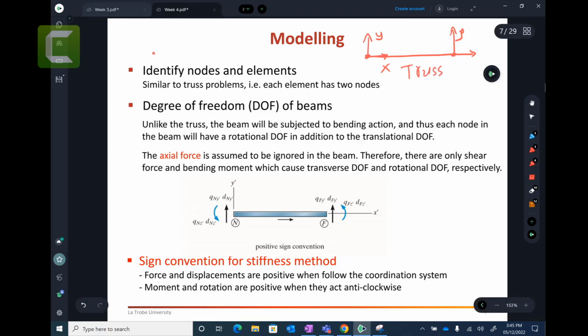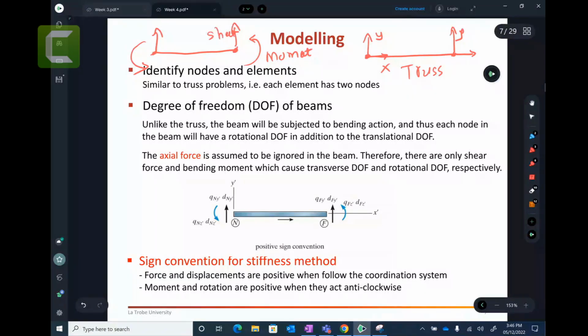Now the beam is a little bit different. Same element, but in the beam you will get vertical displacement and a rotation instead of X, because beams don't have axial forces. They don't have anything going axially. They have a moment, and they have a shear force that is going up. That is the moment in the beam, and that is your shear force.